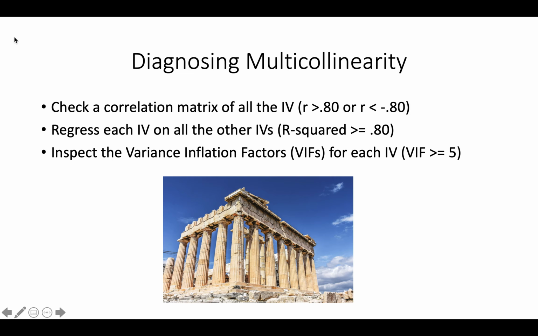A final definitive technique is to inspect the variance inflation factors, or VIFs, for each independent variable. The VIF is generated from the formula 1 over 1 minus r squared sub i, where we have an r squared from a regression of each independent variable on all of the other independent variables. A VIF that's very high, and very high in this case would be greater than or equal to 5, is also an indicator of high multicollinearity. That also happens to be equivalent to an r squared of at least 0.80.